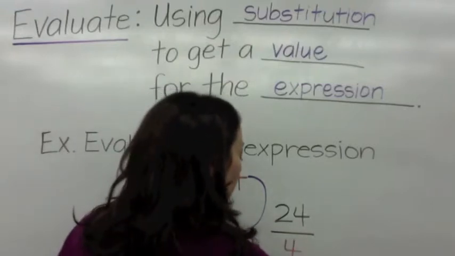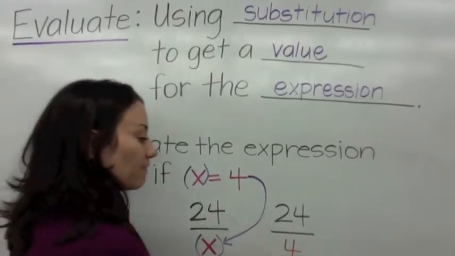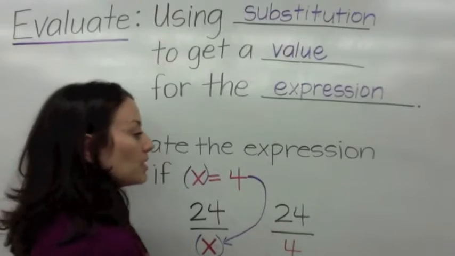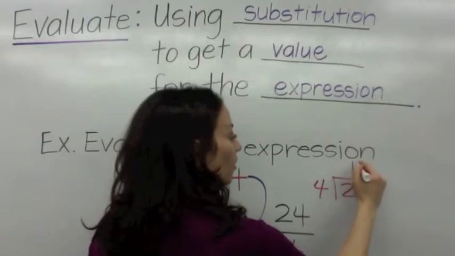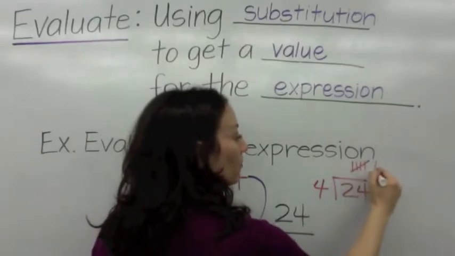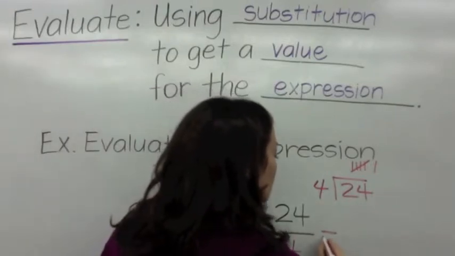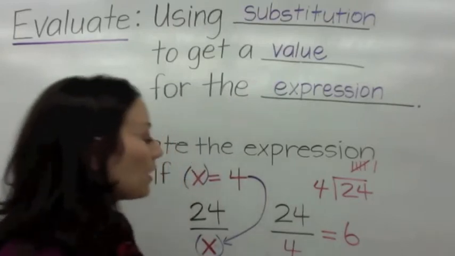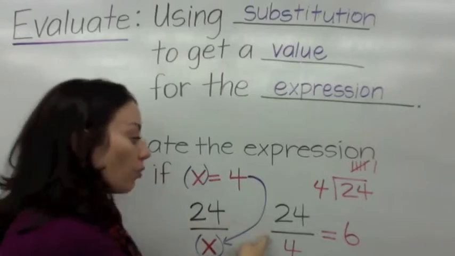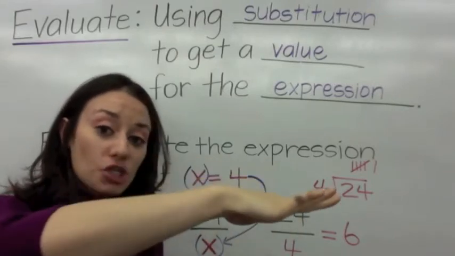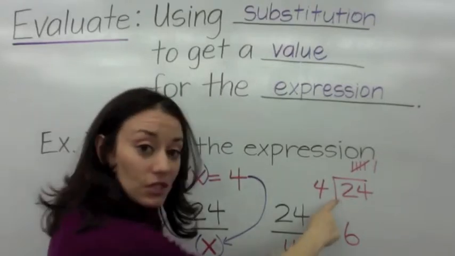24 divided by 4. Now, we ask ourselves, how many times do I skip count by 4 to get to 24? We can say 4, 8, 12, 16, 20, 24. So how many times? The answer is 6. 24 divided by 4 is 6. And in algebra, you will most often see division represented as a number with a fraction bar divided by another number. You will no longer see long division written like this.